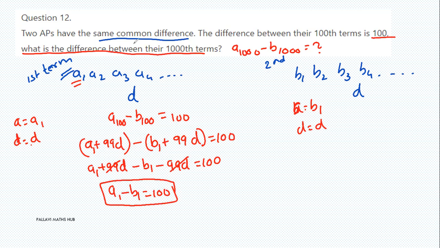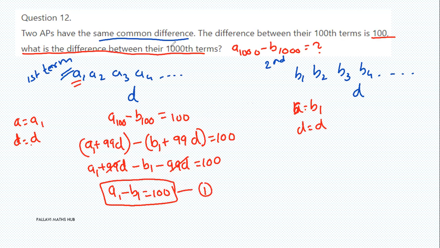Already they given here. What is the difference? The difference between their 100th term is 100. So A1 minus B1 is equals to 100. I call this equation 1. 100th term is 100. Your first term minus this one, second AP first term. A1 minus B1 is equals to 100.